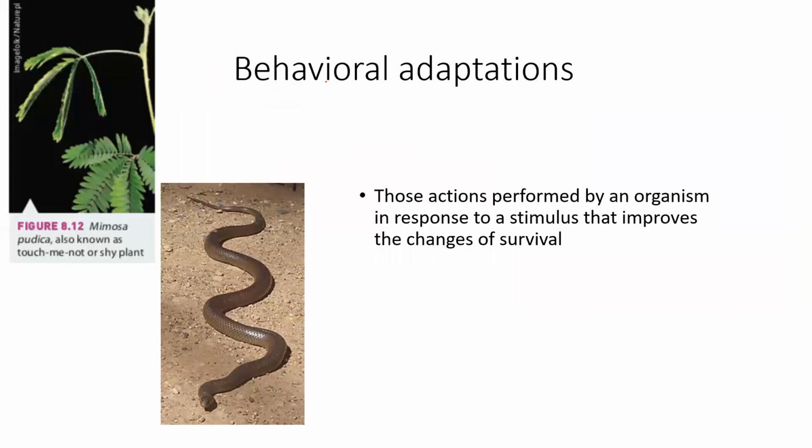Behavioral adaptations. If I touch this mimosa plant, it shrinks. This brown snake in Australia, one of the most deadly, I saw a number of them when I was hiking, okay? It comes out to sun itself in the morning. It needs to do that to heat up because otherwise it won't be able to move. It's an ectotherm, okay? It's not a homeotherm like a human, where our body temperature is constant. So that would be a behavioral adaptation, sunning itself.